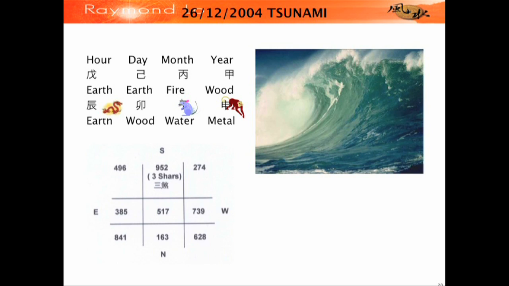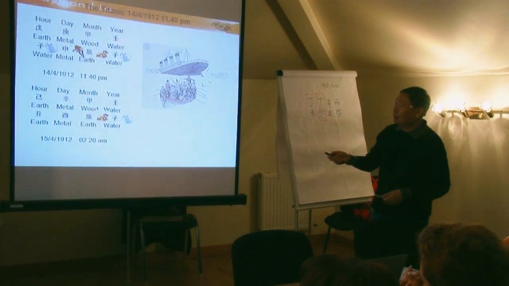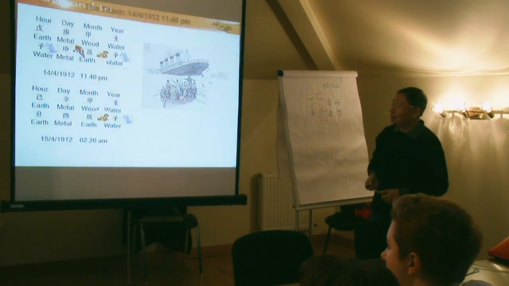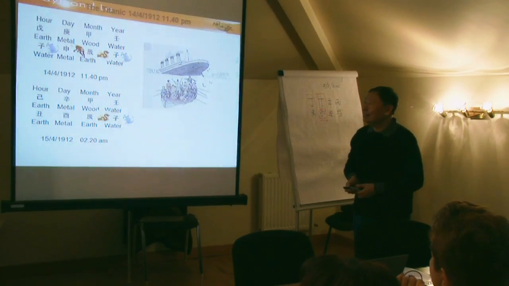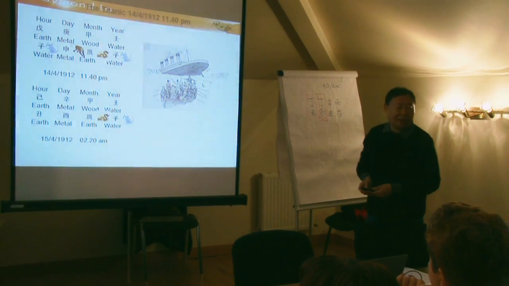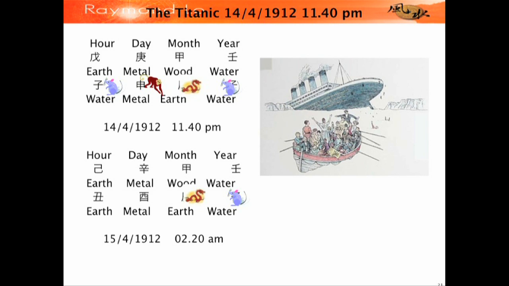So this is Titanic. You can see the water and the dragon comes up to create big water disasters. So that's why the dragon and the water element is very much related to flooding and big water disasters.